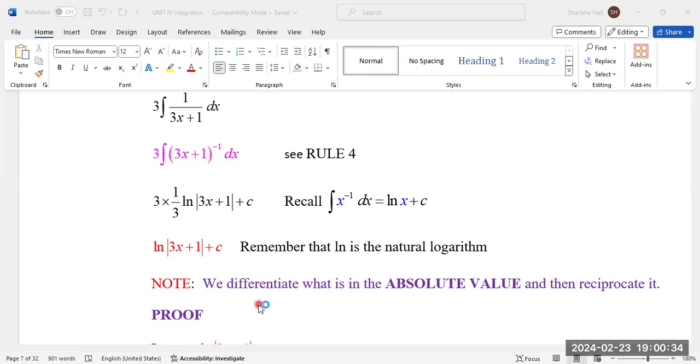When I move to the exponential function, I'm also going to differentiate the function and then reciprocate it. So that's where it goes. So even though we're doing integration, one of the things we do for integration is that we differentiate the function and then we reciprocate it for the final answer.